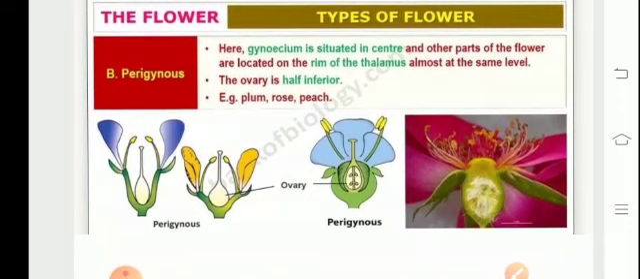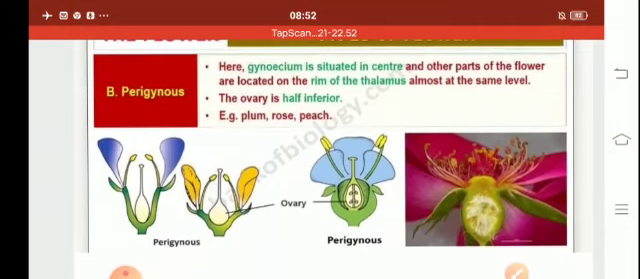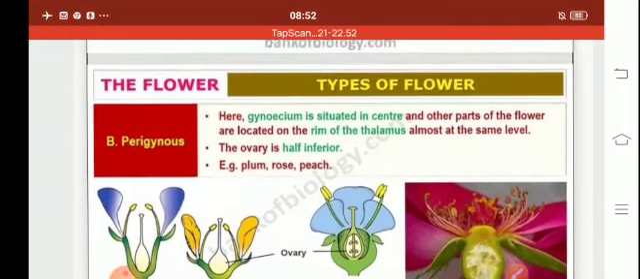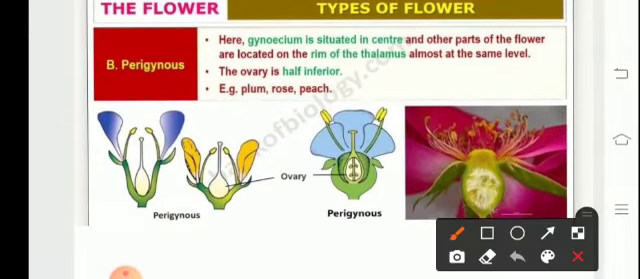Next is the perigynous condition, wherein the gynoecium is neither totally superior nor inferior. So here the gynoecium is in the center and it is half inferior. The ovary is half inferior. So it is located at the rim of the thalamus, almost at the same level. For example, plum, rose and peach.